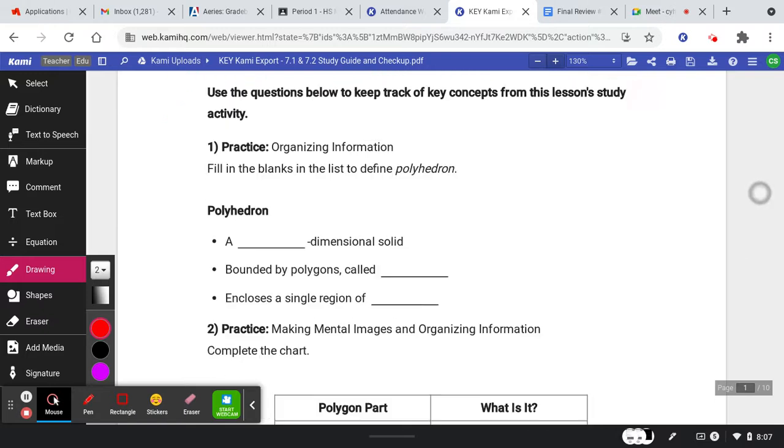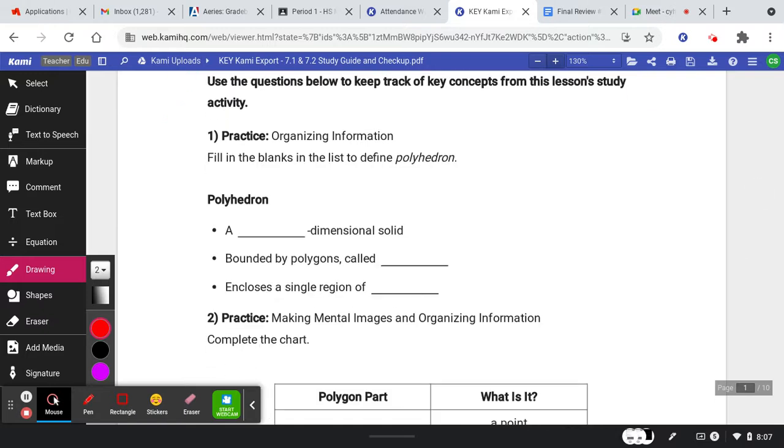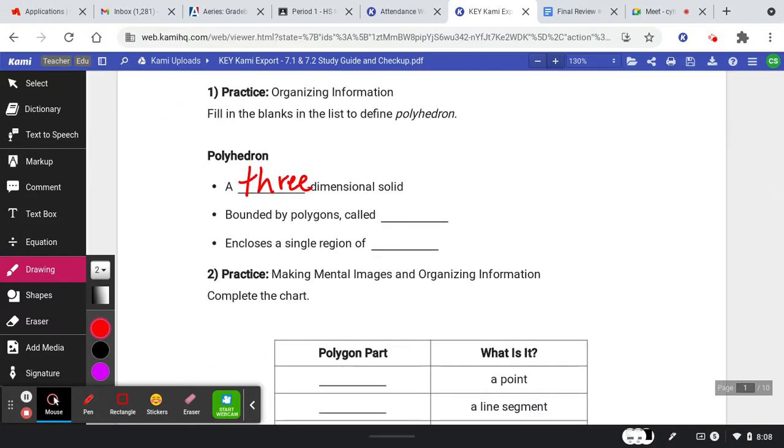So a polyhedron is a three-dimensional solid bounded by polygons called faces. The faces of the polyhedron are the sides that are facing out. It encloses a single region of space.